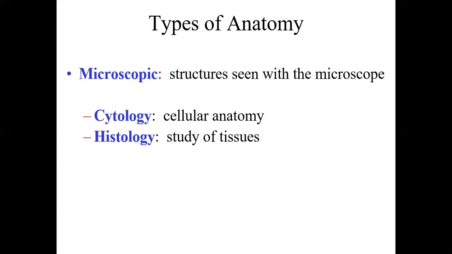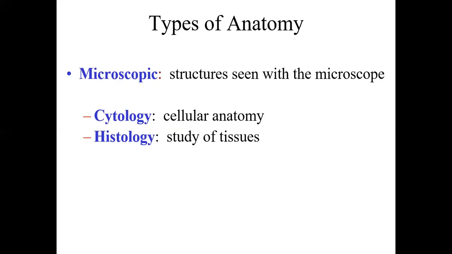In lab, we'll look at some microscopic anatomy, structures seen with a microscope. And so this really comes in two forms, looking at cells. And again, we'll have a chapter that deals with cells. And so we're looking at, what does a particular cell look like? What's inside the cell? And then a lot of times we'll look at the tissue.